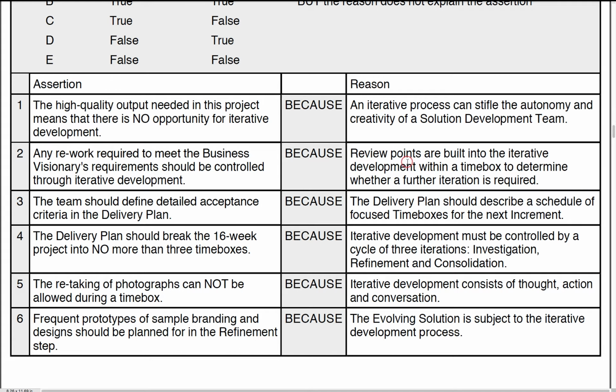The fact that we have review points built into iterative development in case further iterations are required does directly support the fact that any rework the business visionary may want is controlled through that development. So the answer there is A. The evolving solution being subject to iterative development does support the fact that we have frequent prototypes being planned during refinement, because refinement is going through a series of iterations. So the reason here directly supports the assertion as well. So the letter we use there is also A.